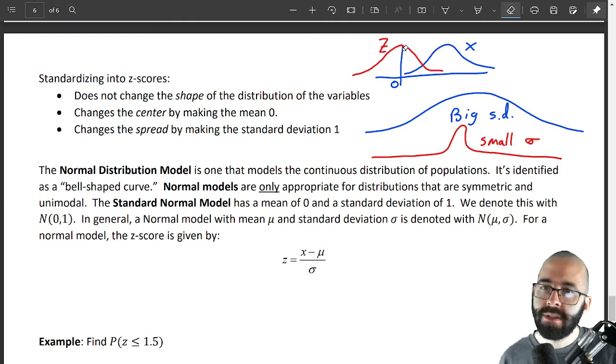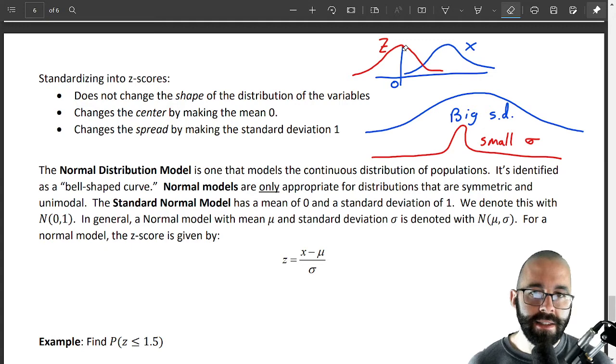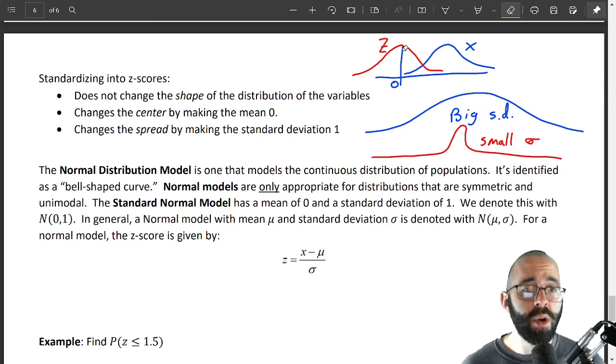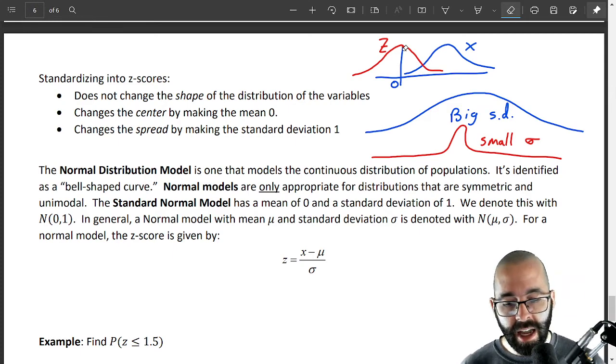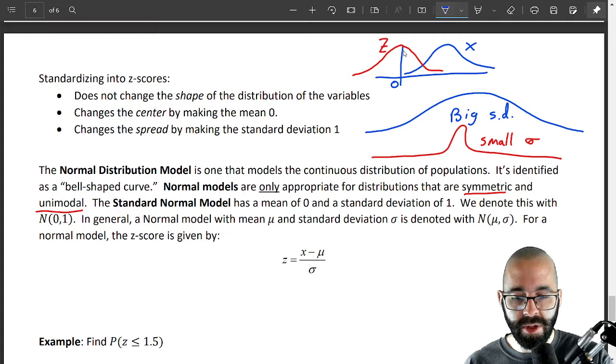So a couple more summaries from this unit. The normal distribution is one that models continuous distribution of populations. It's a very, very common distribution for continuous variables. Again, like anything that has to do with life or nature, a ton of it is normally distributed. It's identified as a bell-shaped curve, kind of colloquially. Normal models are only appropriate for distributions that are symmetric and unimodal. If they're not symmetric and not unimodal, we can't really talk about it being a normal distribution.